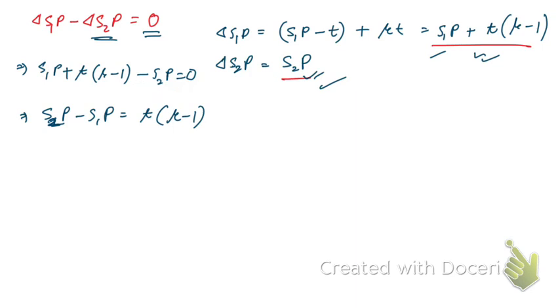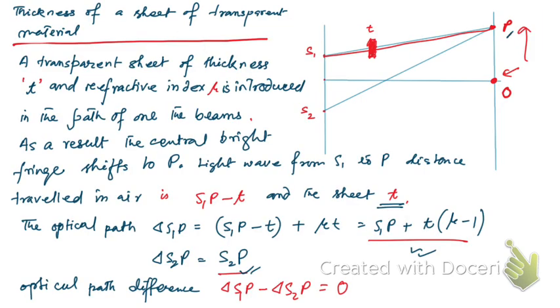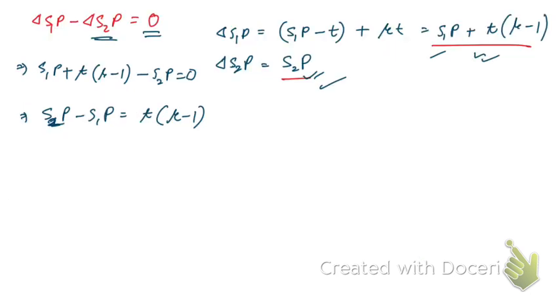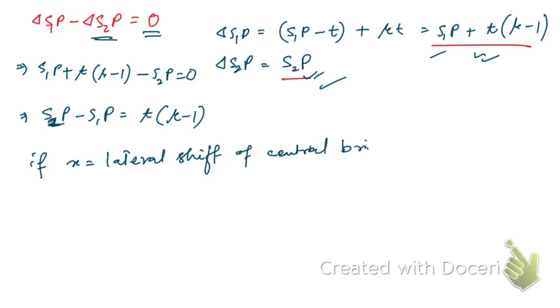So now, let me go back to the diagram. Here, if you consider this is equal to x, that means if you consider the lateral shift of the central bright, let me mention here, if x is equal to the lateral shift of the central bright, that is OP, then what can we write? Now let me explain.